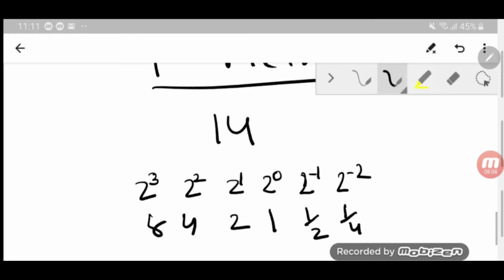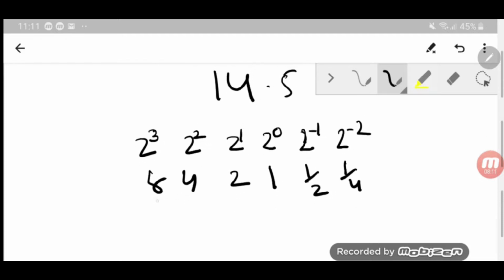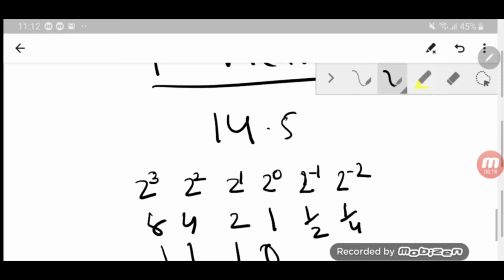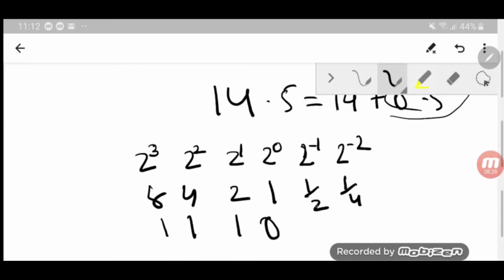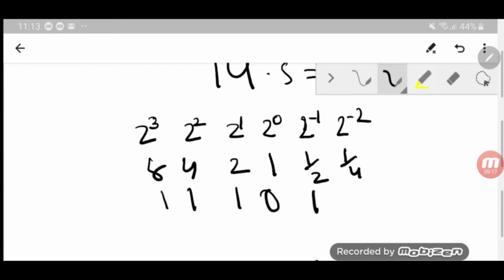So for the representation of 14.5, the binary for 14, as we have previously seen, is 1110, and 0.5 we can break it down to 14 plus 0.5. So the binary for 0.5 using these place values will be a 1 under the half place value, so that makes it 11101. So let's just write the final result below. It's 11101. Then we have to place a decimal point after the place value of 1.